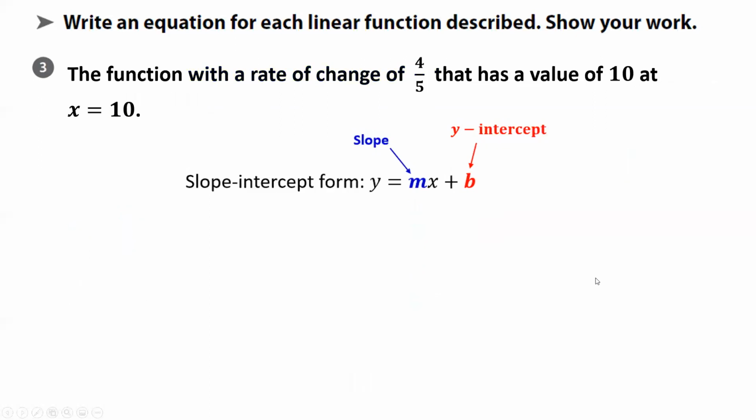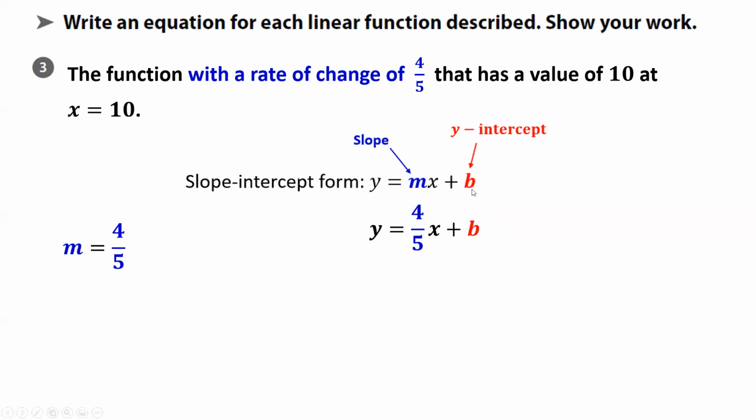Number 3 says the function with a rate of change of 4 over 5 that has a value of 10 at x equals 10. Just like number 2, they tell me what the slope is right away. I know my slope is 4 over 5. I can plug that into my equation.